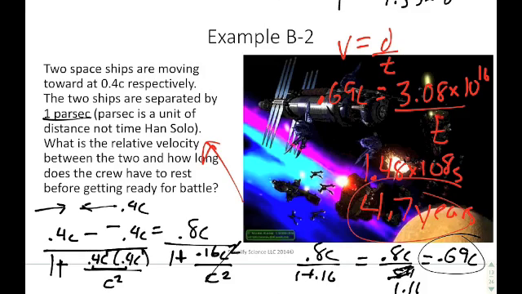Just trying to show you that a parsec, a thing that's often referenced in science fiction, is actually a very, very large unit of distance. And even moving at almost half the speed of light, you're still talking about a significant amount of time before you actually meet up with whatever it is.